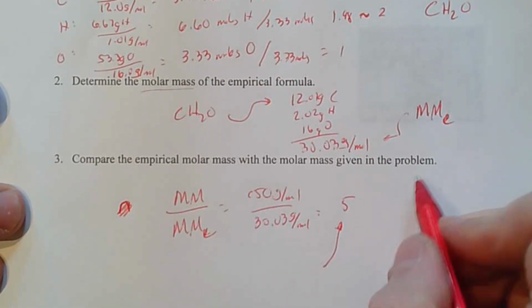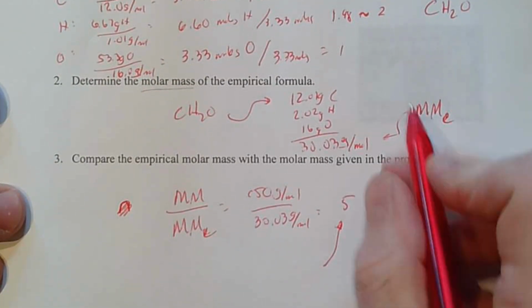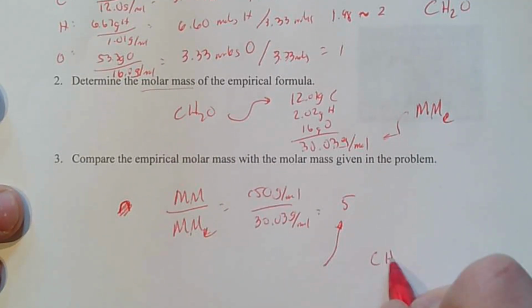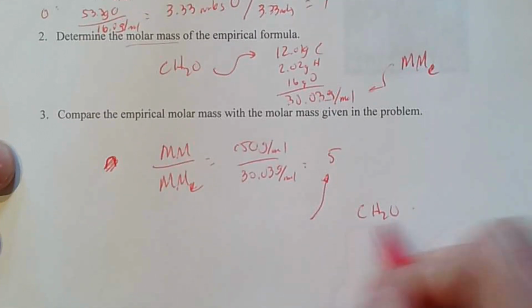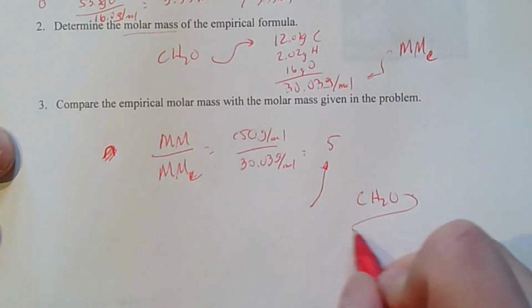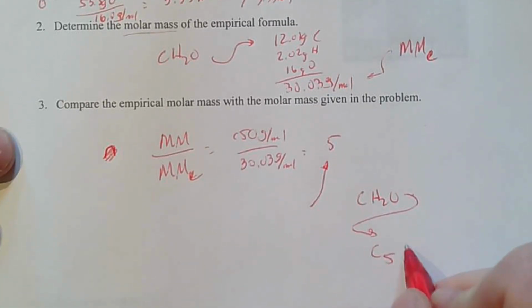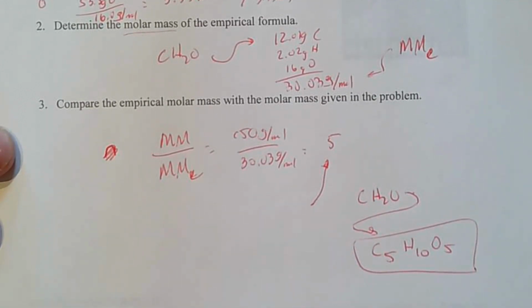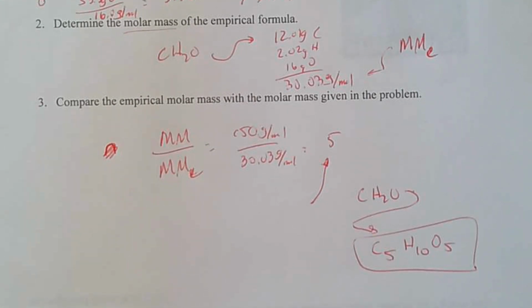Knowing that, take this multiple and just take the empirical formula. So we're just going to take the CH2O and multiply everything by 5. That means it becomes C5H10O5. So that would be the molecular formula of ribose.